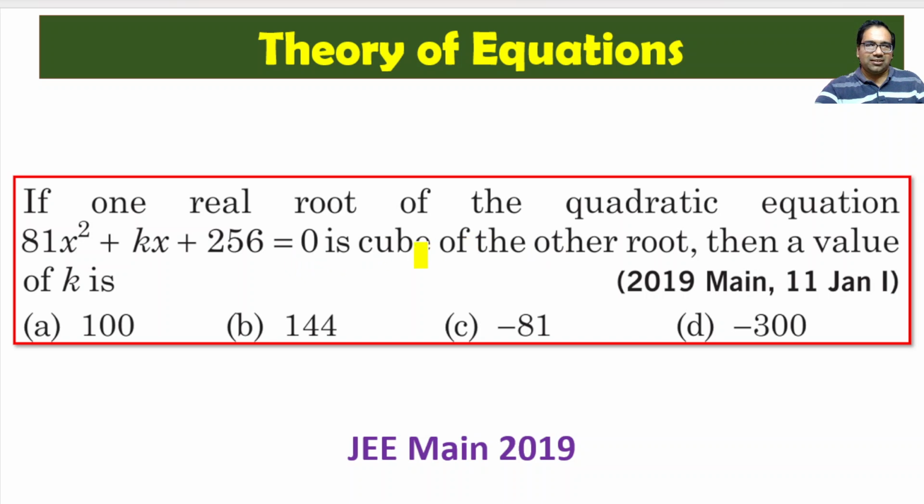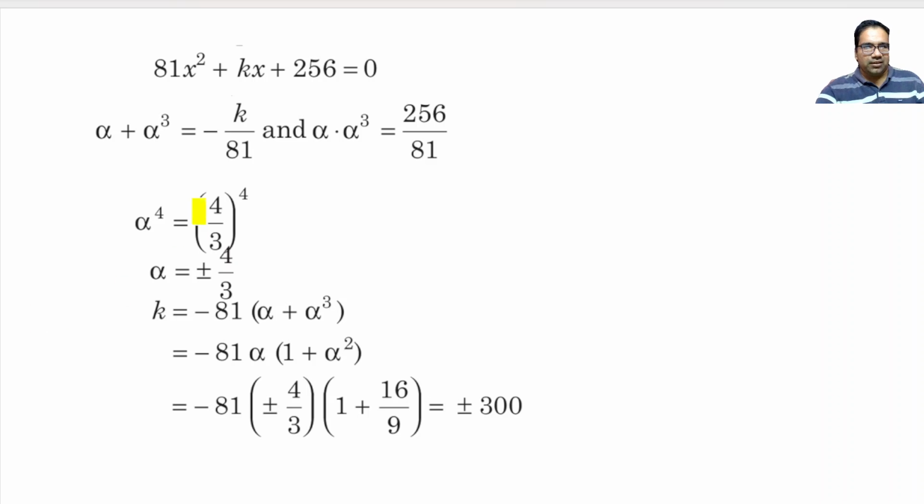One root is the cube of the other. That means the product of the roots would be alpha into alpha cube, which is alpha power 4, if alpha is one of the roots. We know the product of the roots is c by a. When ax squared plus bx plus c equals 0 is a quadratic equation, the product of the roots is c by a. That means alpha power 4 is equal to 256 by 81. If the roots are alpha and alpha cube, the sum of the roots is minus k by 81, and the product of the roots is 256 by 81, c by a.